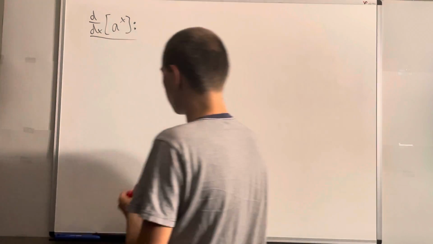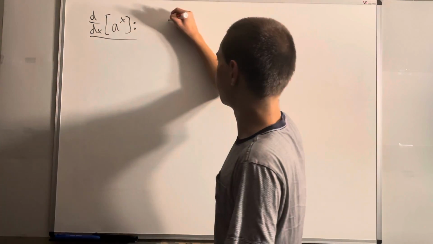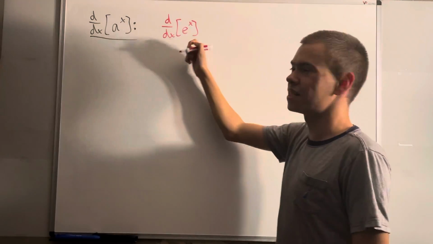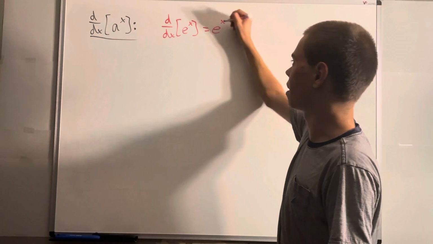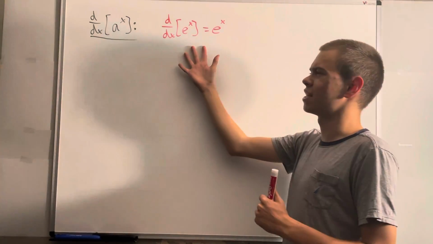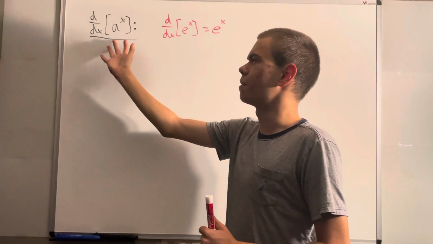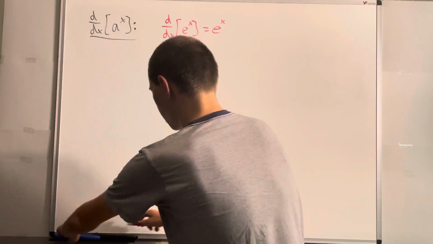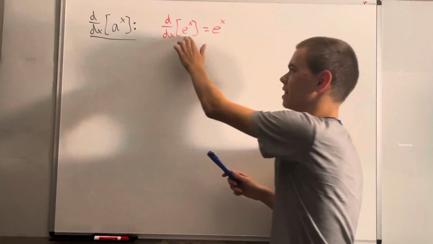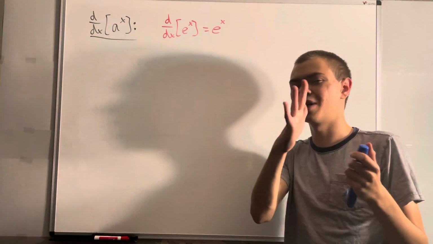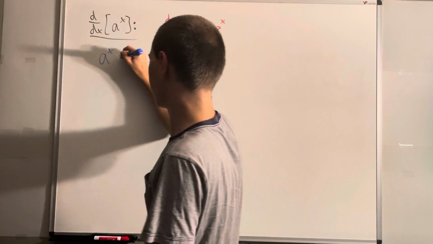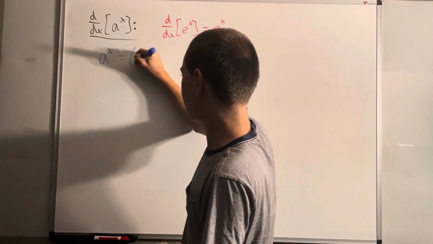Namely, we know the derivative of e to the x, and we know that this is just equal to e to the power of x. And so maybe we could use this idea to help us figure out the derivative of a to the power of x. What we would need to do is convert our base of a into a base of e. It turns out we could say that a to the power of x is equal to this.